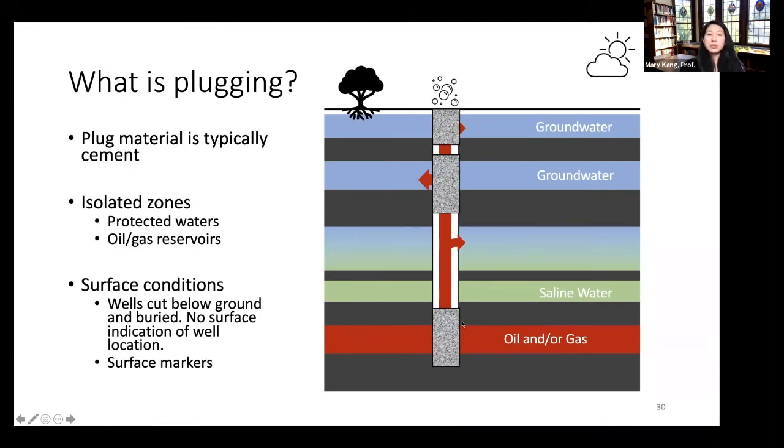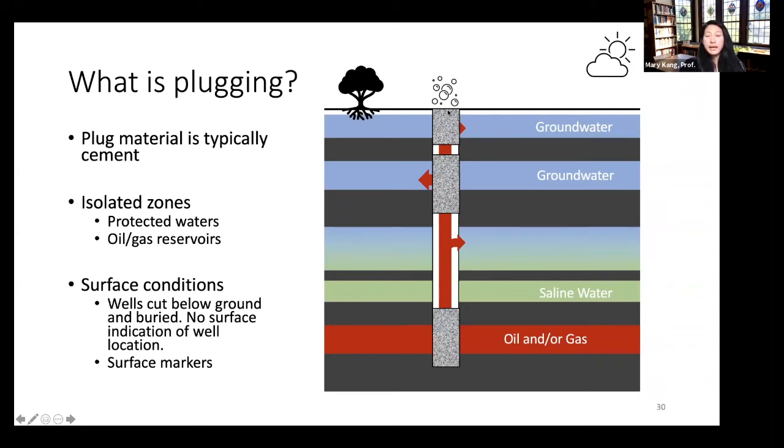You would isolate zones along where there's protected water. Protected water is something that's defined in regulations, typically fresh water or whatever is considered usable, which in itself is a definition that varies substantially depending on where you are and who you're talking with. And then, of course, you also want to preserve the oil and gas reservoir, so you would plug that as well. The plug material is typically cement.